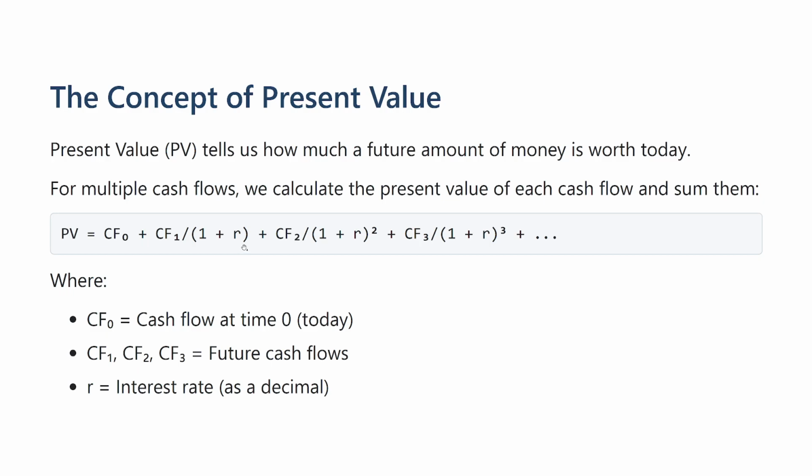What if the cash flow happens at time 2? At time 2, you need to discount 2 periods in order to go back to the present. So 1 and 2, that's why you divide by (1 plus R) squared. A similar thing happens for cash flows at time 3, time 4, and so on.